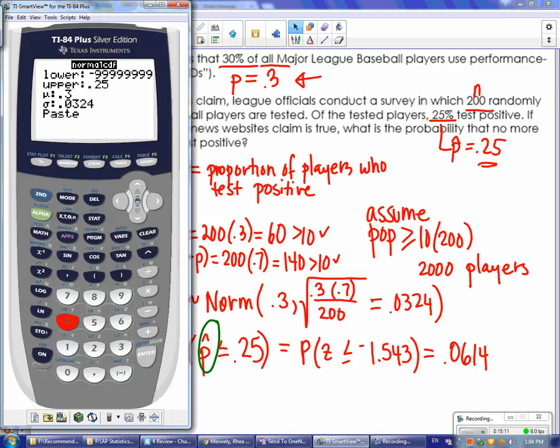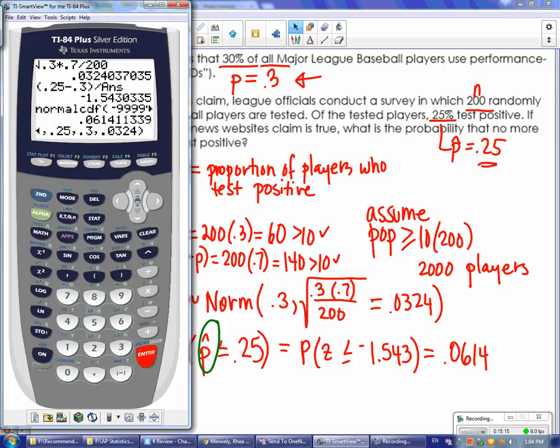Now, since I'm entering all the other values unrounded, but in this case I'm entering the rounded standard deviation, when I compute the probability, it might be just a teeny tiny bit different. Very, very similar though, 0.0614 if you round it, which is exactly what I got before.